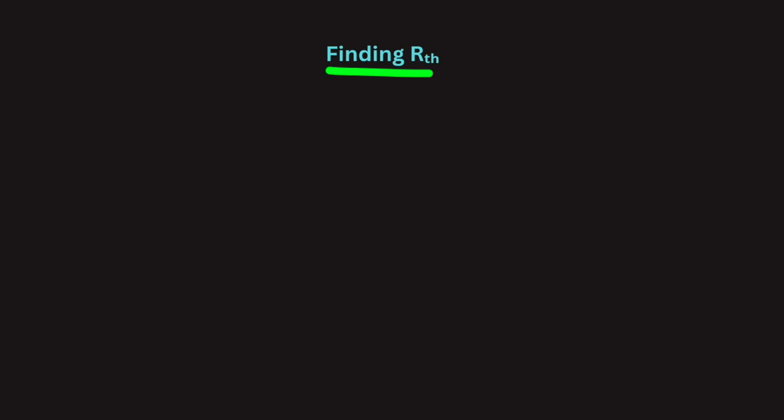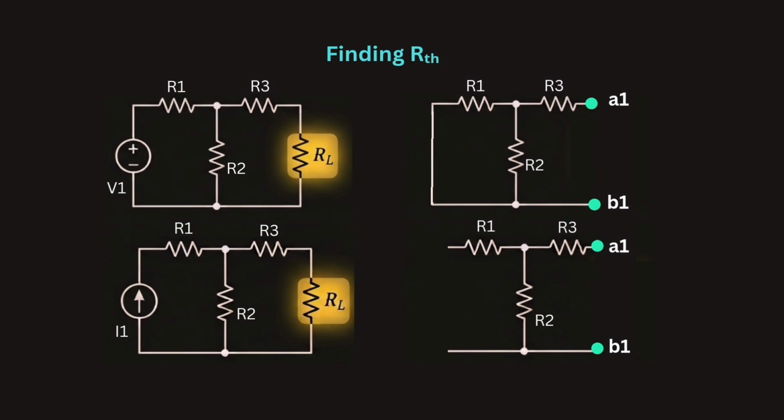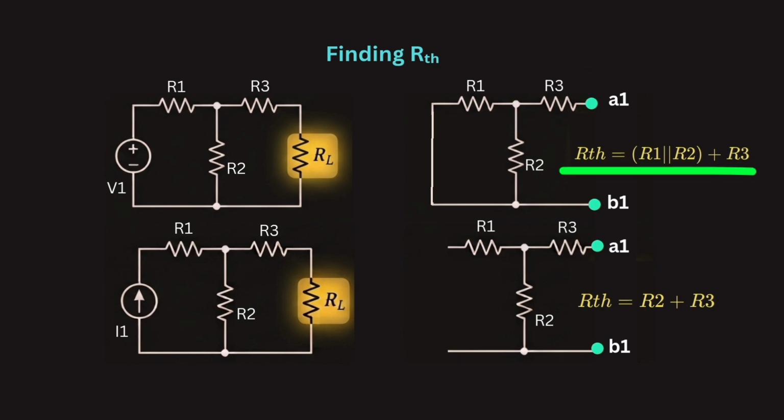Next, let's find RTH. For a circuit containing only independent sources, we need to remove the load and deactivate the independent sources. If we have a voltage source, we need to replace it with a short circuit. If we have a current source, we need to replace it with an open circuit. Then find the equivalent resistance looking into the output terminals. For the circuit shown here, resistors R1 and R2 are in parallel while their combination is in series with R3. So we obtain this particular equation.